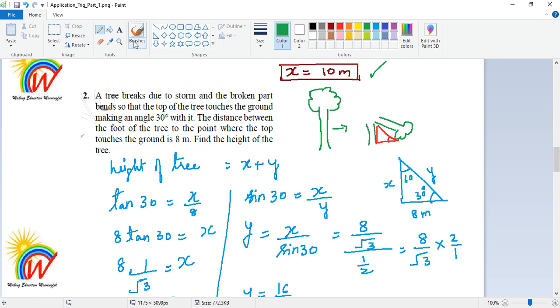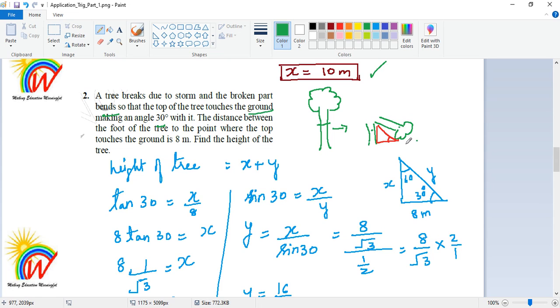It says a tree breaks due to a storm. Let's say this is the tree. Now due to the storm, it has broken, and the broken part bends so that the top of the tree touches the ground. So you can imagine, right? See, it breaks like this, and the upper part falls. See, this is how it is falling. It falls and the tip of the top touches the ground, and it makes an angle of 30 degrees with the ground.